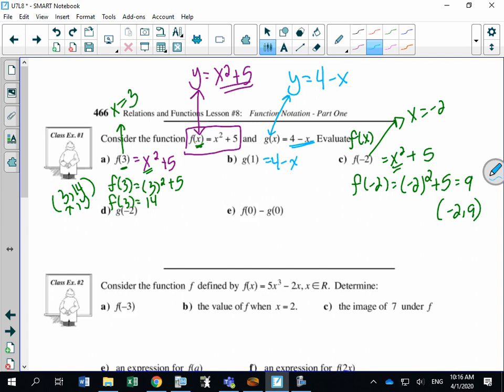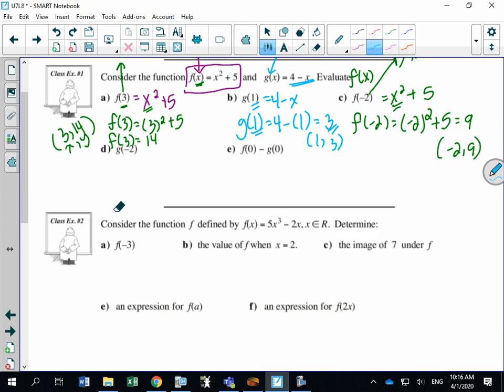And now what I need to do is they want me to input g of 1, so when x is 1. So g of 1 is equal to 4 minus, and I'm going to put that 1 in a bracket. Okay, and 4 minus 1 is 3. So my ordered pair would be when x is 1, my output was 3.